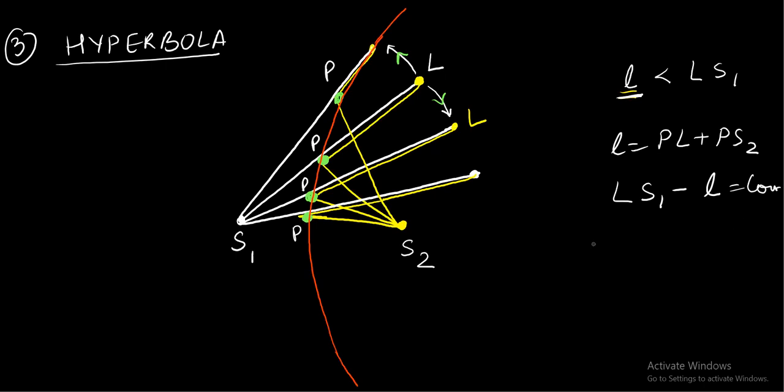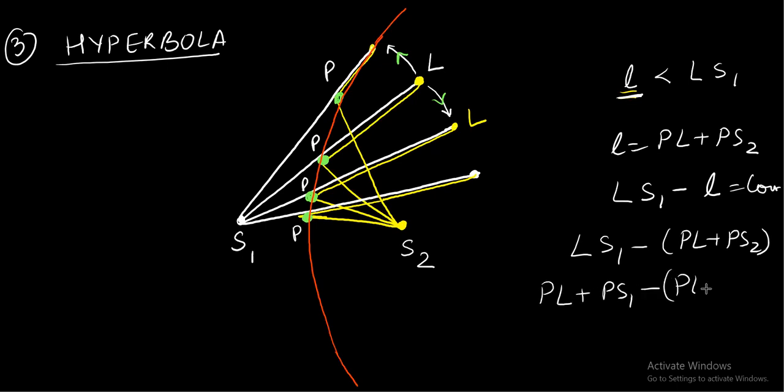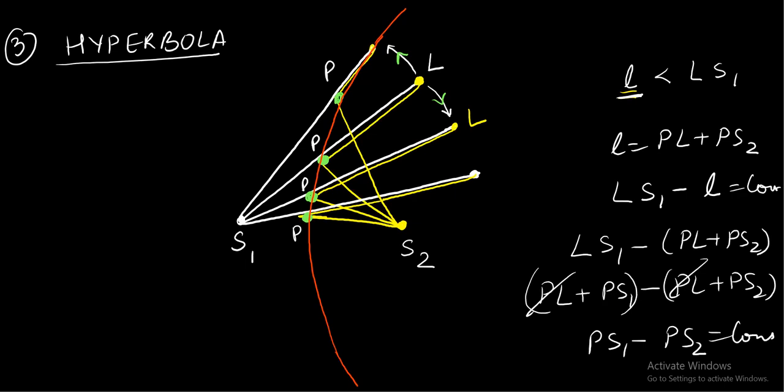What is that constant quantity? So you can see that LS1 minus small l. Small l का मतलब है PL plus PS2. And what is LS1? LS1 is actually equal to PL plus PS1, minus PL plus PS2. जब आप सब्ट्रैक्ट करते हो तो आप नोटिस करते हो कि PL पोर्शन तो दोनों में सिमिलर है. So what I am getting here is PS1 minus PS2 is a constant. यानी point P is moving in the plane in such a way that PS1 minus PS2 is always turning out to be a constant.